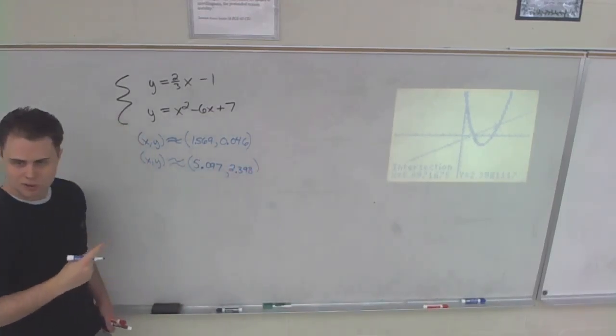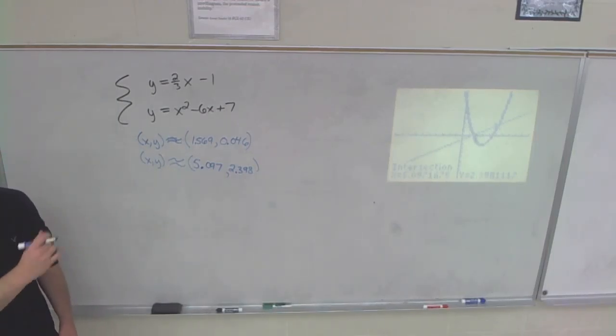So there you go. There's 2 answers to that system graphically. Those are the only 2. I don't think that the line's going to cross again because it can't bend. All right.